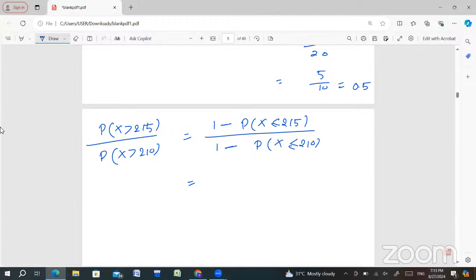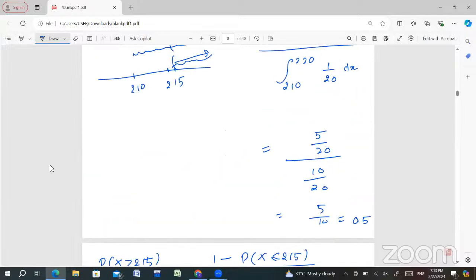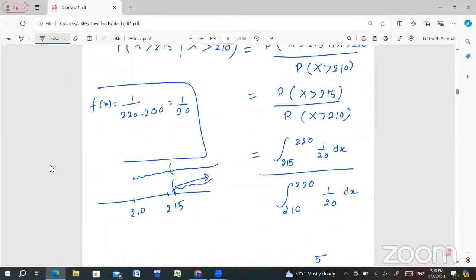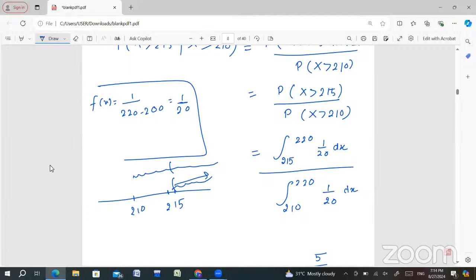Ma'am, to get the value of P of x greater than 215, we have integrated it and eventually we will get 215 minus 200 upon 220 minus 200. Is that the thing, ma'am? This thing? Yeah, ma'am, the numerator part, ma'am.